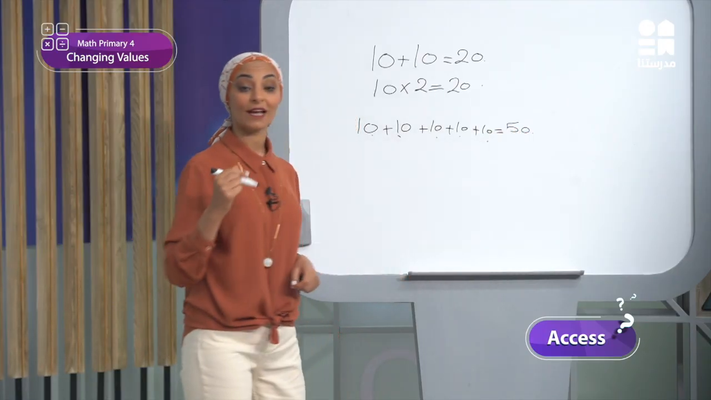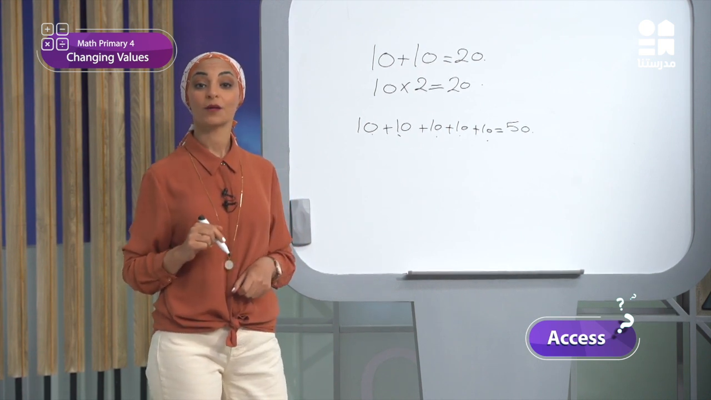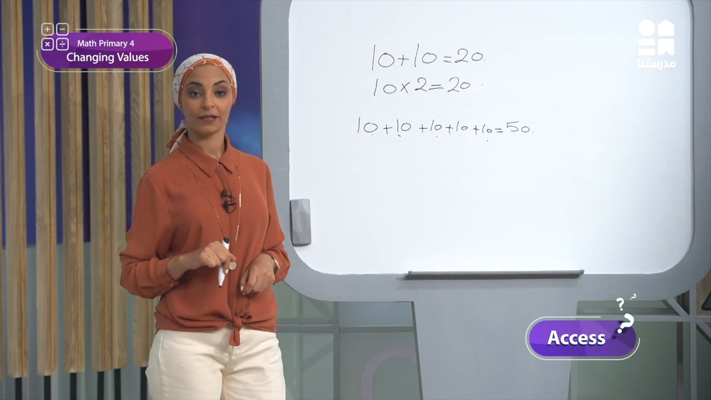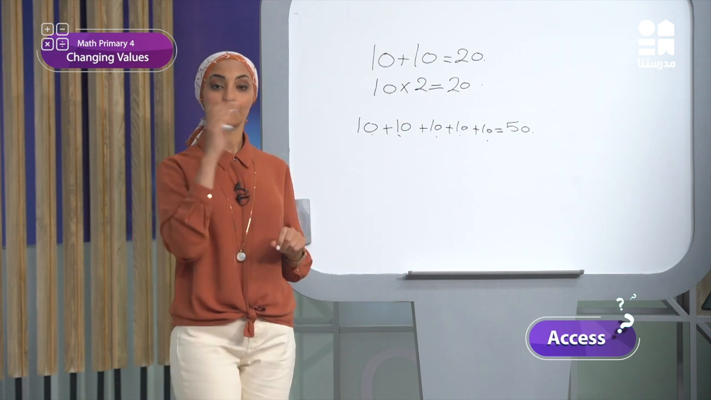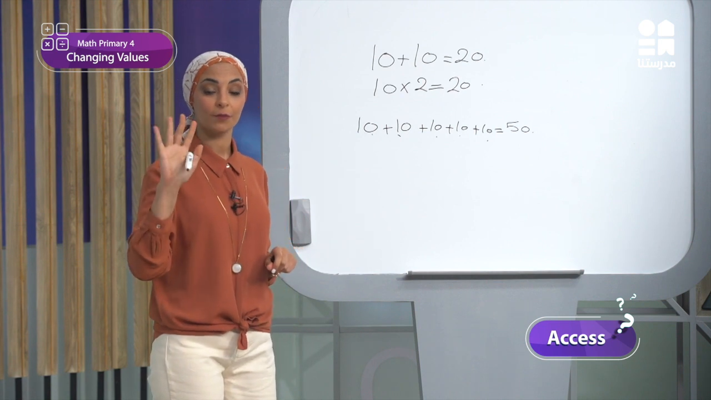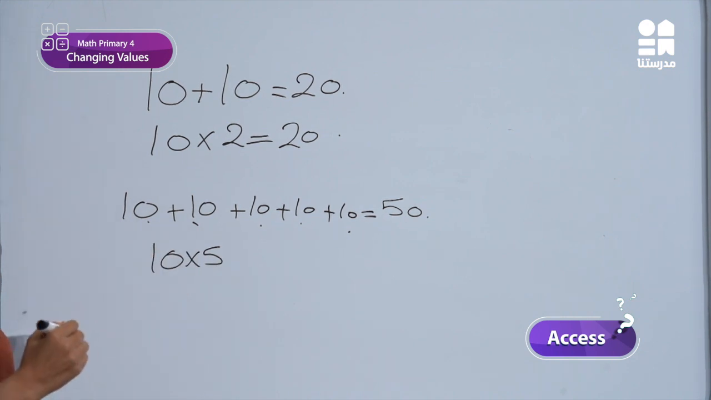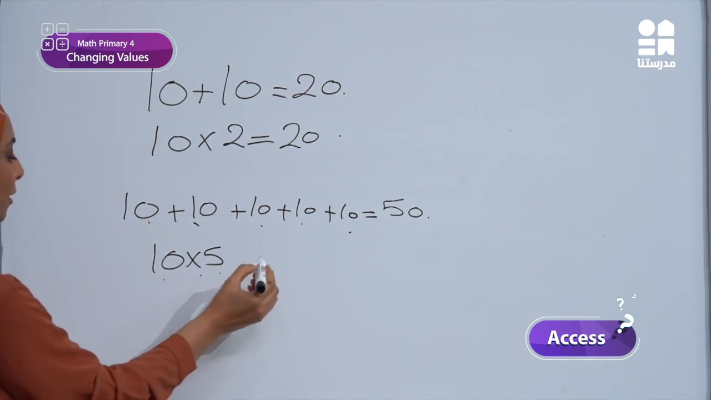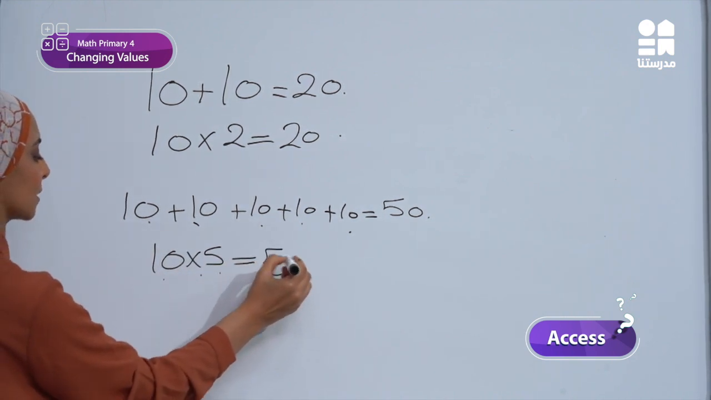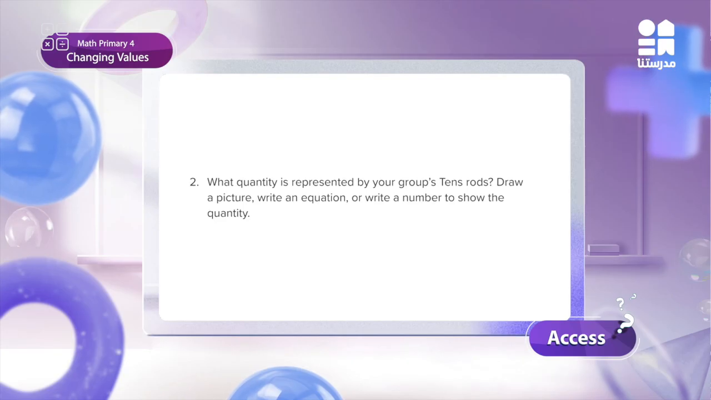Who can tell me the second way I can solve this problem? Yes, I can use multiply by 10. Meaning, 10 repeated how many times? 5? Yes, I can make 10 times 5. What does 10 times 5 mean? It means that the 10 is repeated 5 times, which equals 50. So these 2 ways give me the same answer.